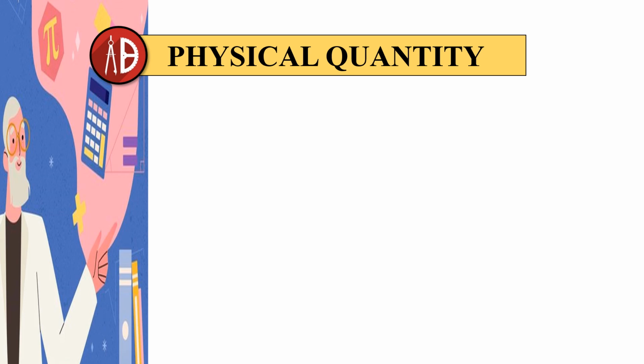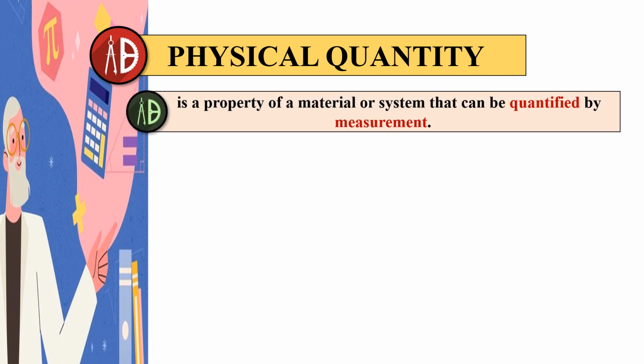Let us start the discussion by defining and describing physical quantity. Physical quantity is a property of a material or system that can be quantified by measurement. In physics, when we say property, it is synonymous to characteristic. Therefore, physical quantity serves as an adjective for different materials and systems which we will encounter as we move to different topics in physics.